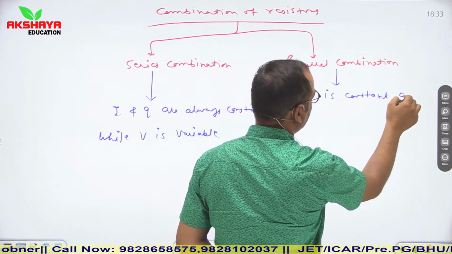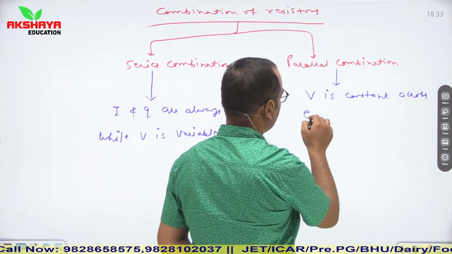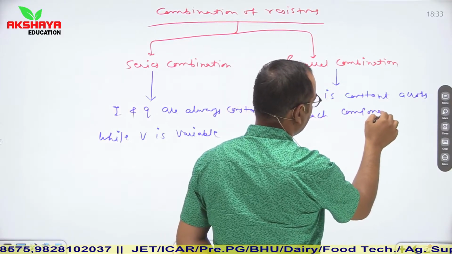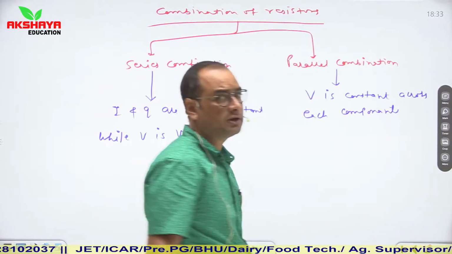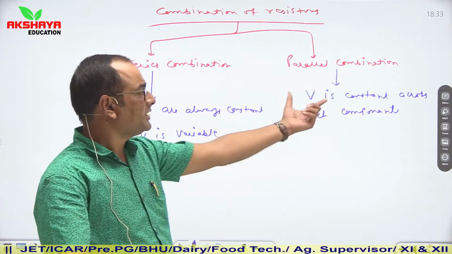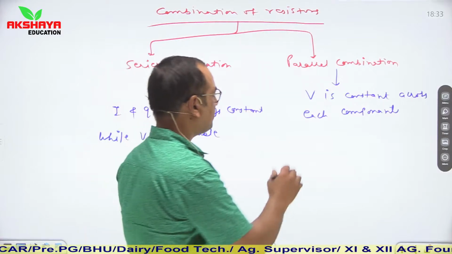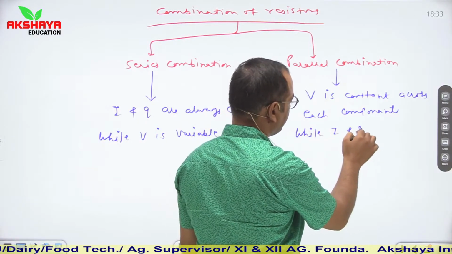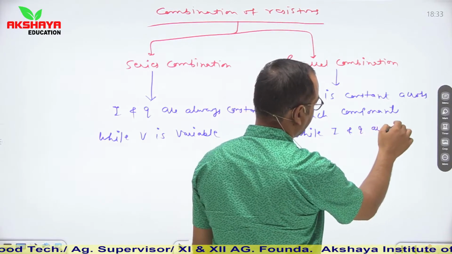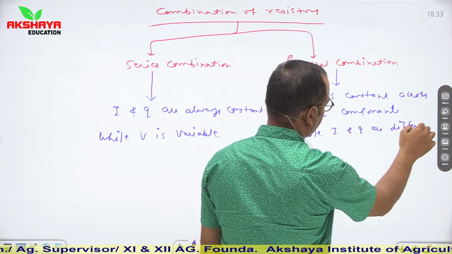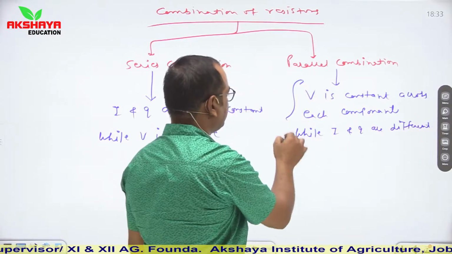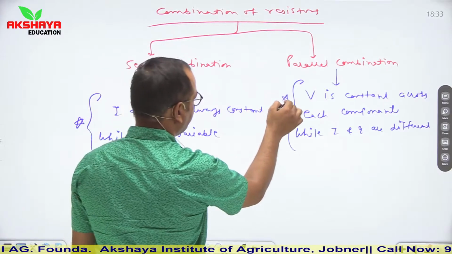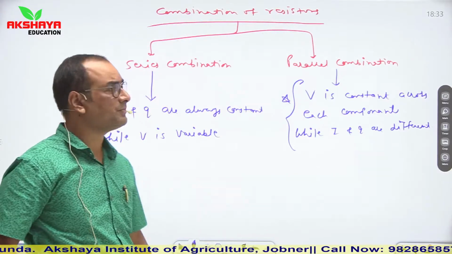V is constant across each component, either it is a resistor, inductor or capacitor. So potential difference will be constant in a parallel combination, while I and Q are different. So you have to keep in mind these two general concepts, which make your question solving technique very easy.